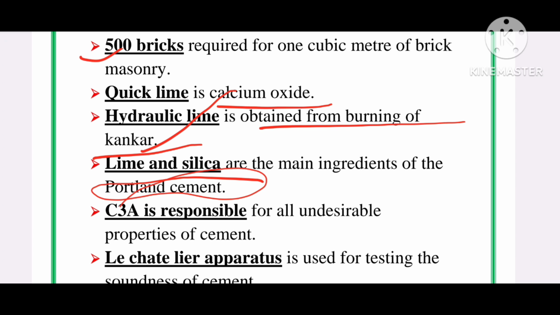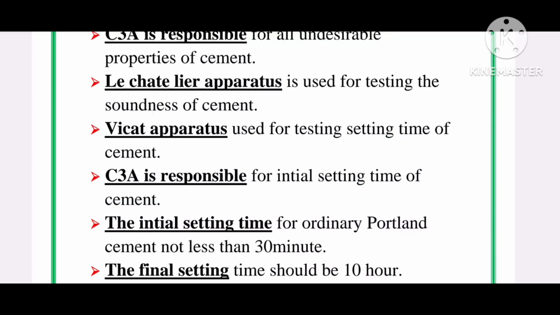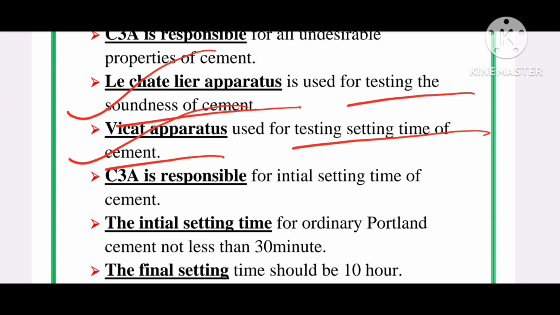C3A is responsible for all undesirable properties of cement. C3A is tricalcium aluminate. Next point, Le Chatelier apparatus is used for testing the soundness of cement. Next, Vicat apparatus is used for testing the setting time of cement. Setting time is found out using Vicat apparatus, and for the soundness test we use Le Chatelier apparatus.